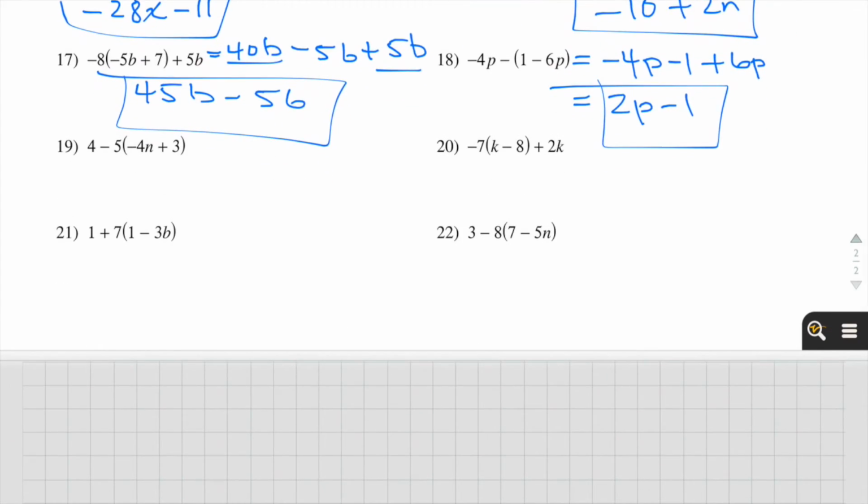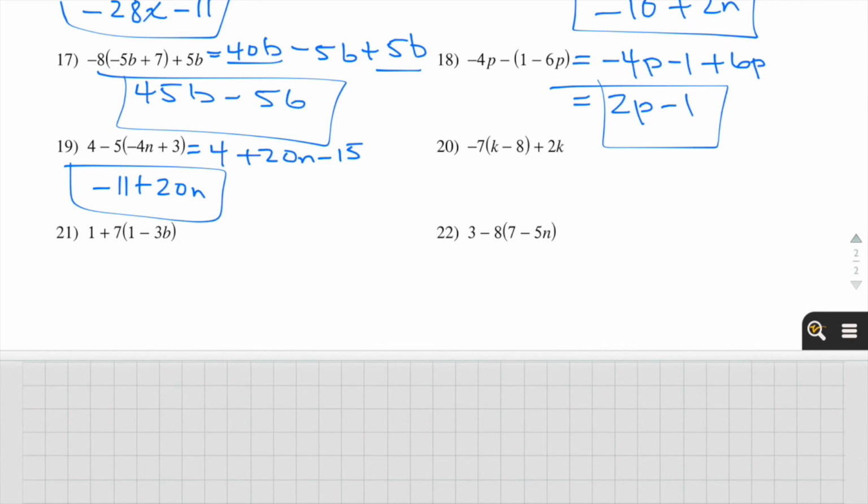Number 19. 4 minus 5 parentheses negative 4n plus 3. So let's go ahead and rewrite this as 4. Distribute that negative 5 times negative 4 gives us positive 20n. Negative 5 times positive 3 is minus 15. Combine like terms, we get negative 11 plus 20n.